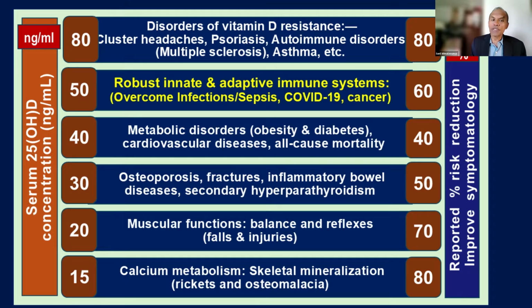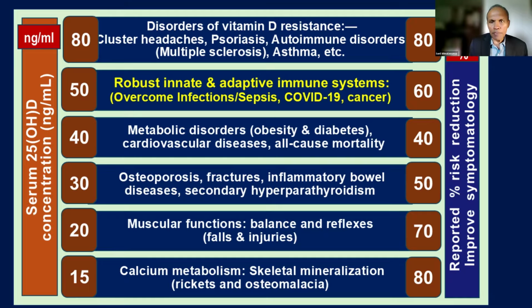In the case of osteoporosis and prevention of fractures, and prevention of secondary hyperparathyroidism that causes osteoporosis and fractures, you need a little bit higher, like 30. We discussed this one, metabolic disorders like obesity and some cardiovascular disease, they need about 40. And the immune system particularly needs a minimum of 50 nanograms per milliliter.